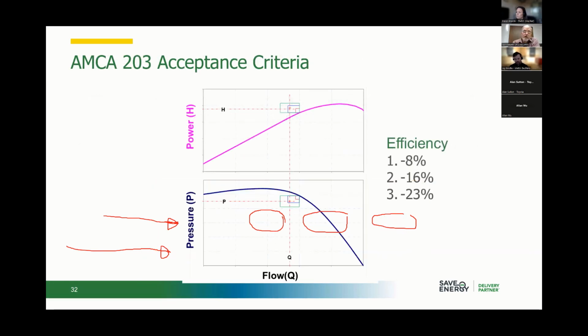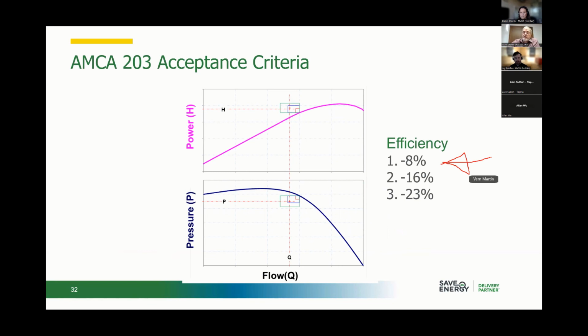If now you're going to go low on flow, low on pressure, high on power, the best test that you could do says that your efficiency could be down at as much as 8%, and that fan is deemed to have passed. If you go to the worst case, your efficiency could be off by 23%, and it still is deemed to have been acceptable because it met the acceptance criteria.